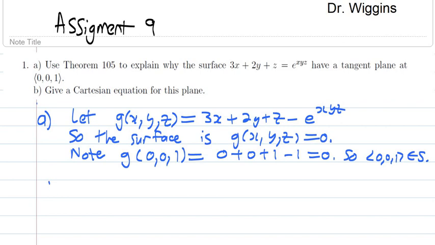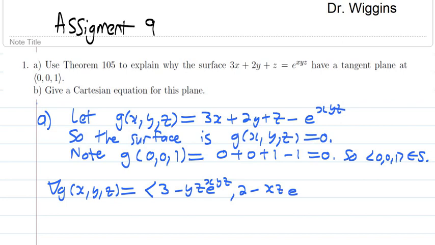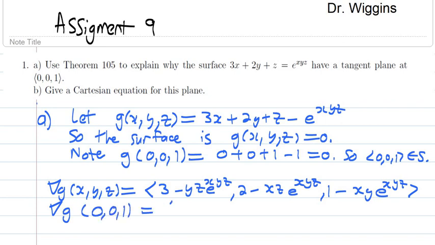And now let's calculate grad g. So g is a function of three variables, so grad g is a 3D vector. The first component is 3 minus yz e to the power xyz. The second component is 2 minus xz e to the power xyz. And the third component is 1 minus xy e to the power xyz. And we see that grad g at this point, (0, 0, 1), evaluates to the vector (3, 2, 1).